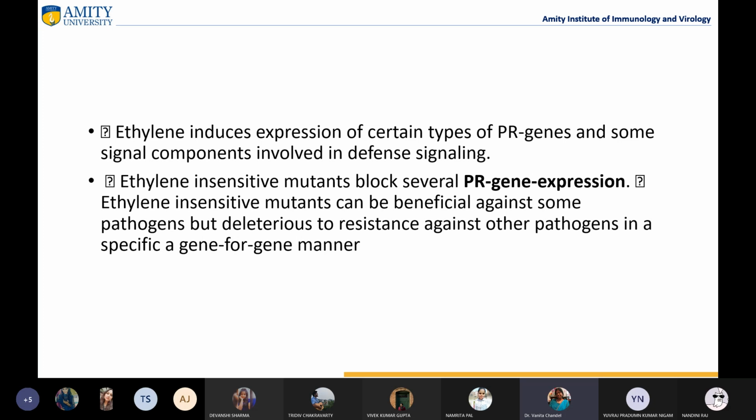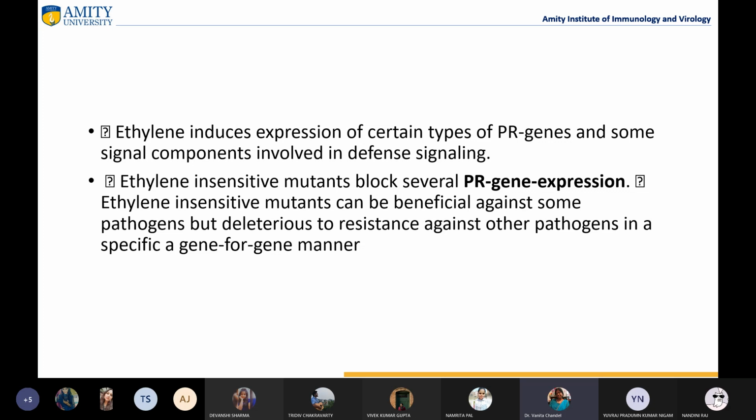Ethylene induces expression of certain types of PR, pathogenesis related genes, and some signal compounds which are involved in defense signaling. The ethylene sensitive mutant blocks several PR gene expressions, and ethylene insensitive mutants can be beneficial against some of the pathogens, right? But again, they are deleterious to resistance against pathogens in a specific gene for gene manner, right? When we talk about resistance or disease in a plant, we talk about PR genes, pathogen resistance genes and PR gene expression, right?